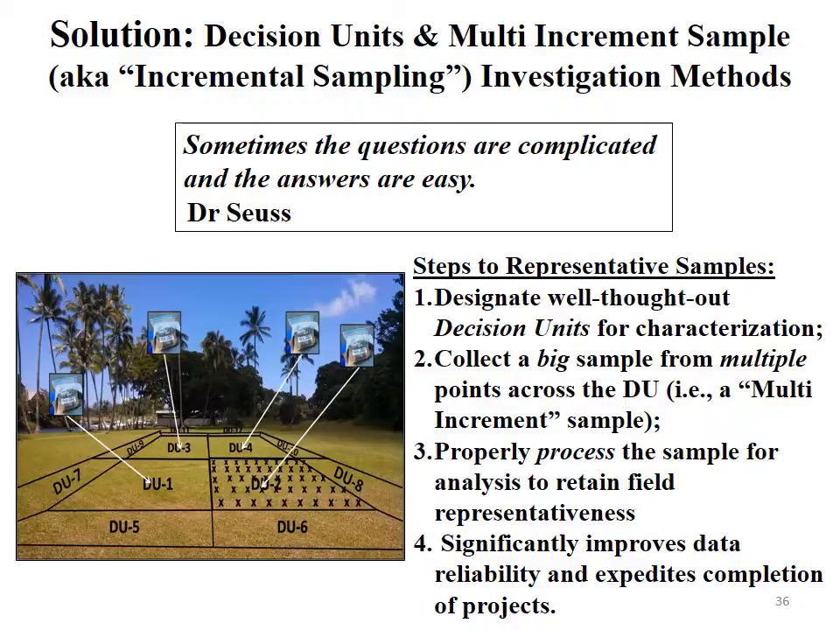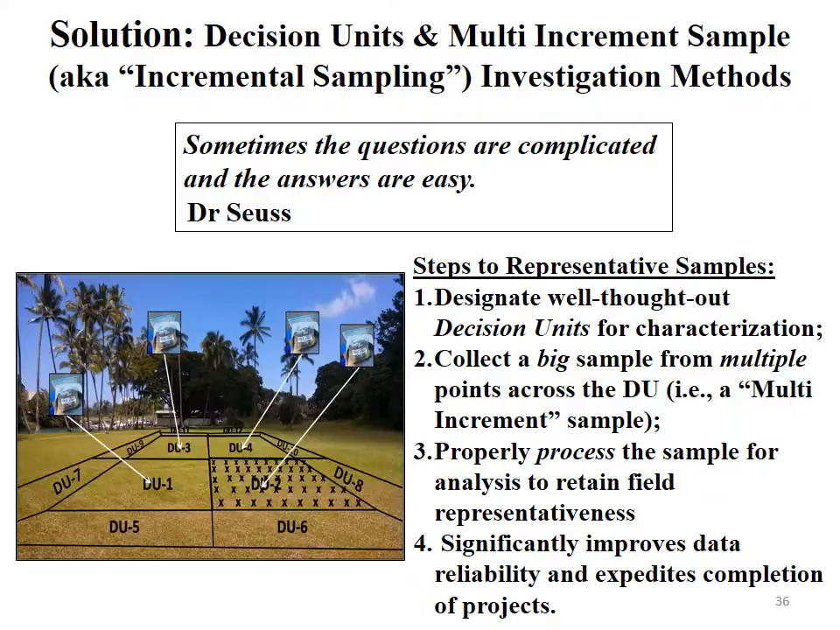First, step one is you need to designate well thought out decision units for characterization. These can focus on suspect spill areas or exposure areas that might be used in a risk assessment. So you go and draw a line around these areas you're concerned about. And then from these areas you can collect a single sample, but it's going to be a very big sample, 1 to 2 kilograms. This is driven by sampling theory, from multiple points across the DU. That's why we use the term multi-increment sample.